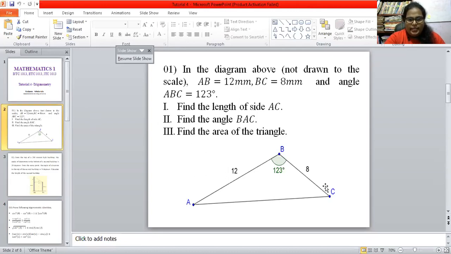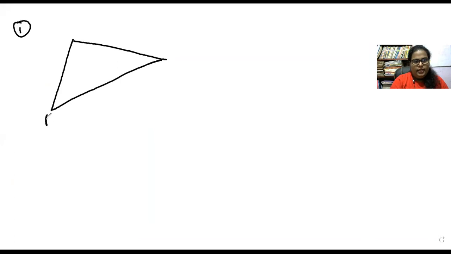Okay, then we see this one with the whiteboard. Let me share the whiteboard here. Right, here you can see, you can't see anything, no? Okay, then I draw the diagram of this first question. You can see this type of triangle A, B, C. So this angle is 123. The length of this AB is 12 and this one is 8. The first question is asking what is the length of this AC, right?